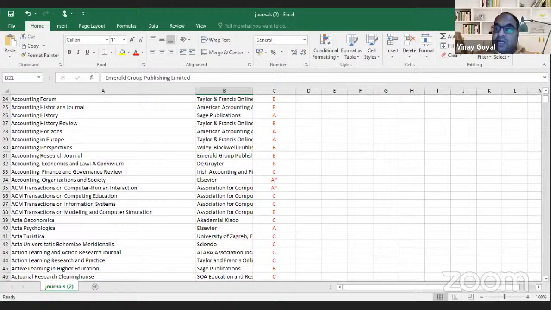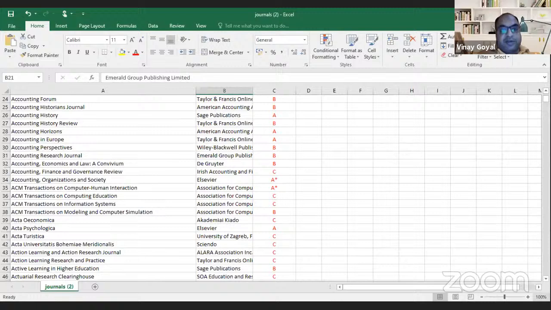What is not allowed is the article processing charges. APC, we call them article processing charges. They will charge 2000 rupees or $100 or $10 per page or $20 per page to publish the article. Such types of journals which accept article publication charges are not acceptable in the management domain.